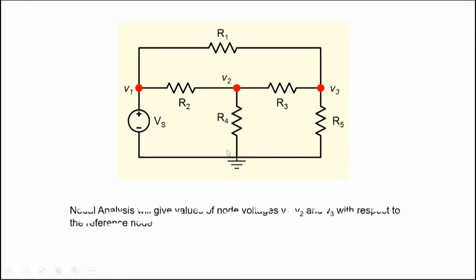So in this case, the nodal method, so these are the nodes here, here, and here, and we have taken the reference node as ground. And the nodal method will give us the voltages V1, V2, and V3, right? So how do we go about this process of getting the values of the voltages at these nodes here?